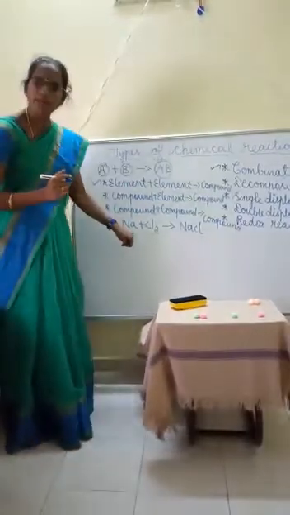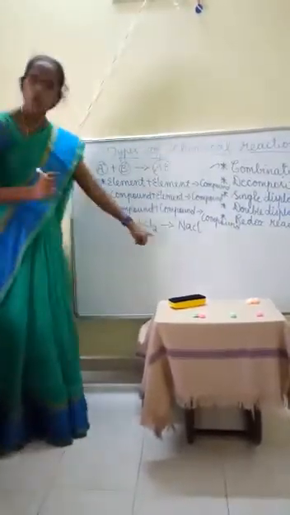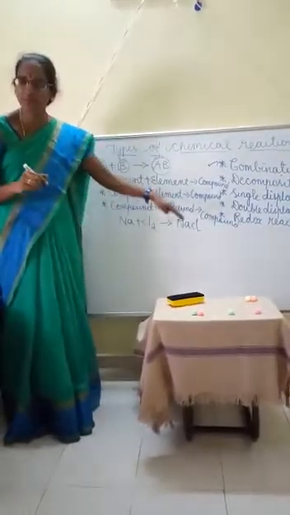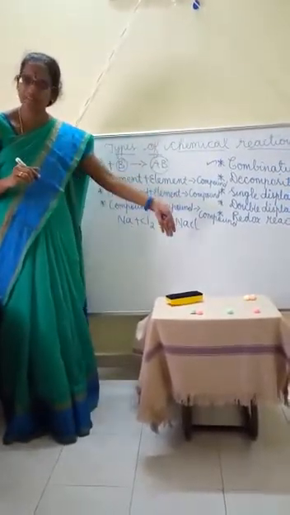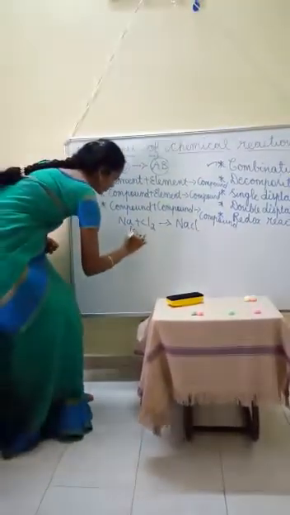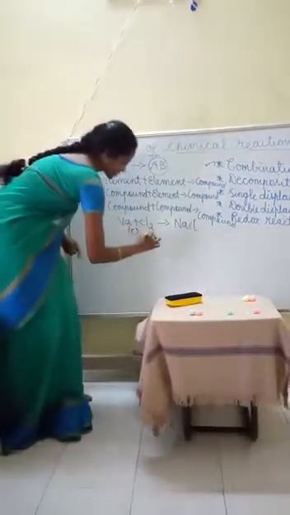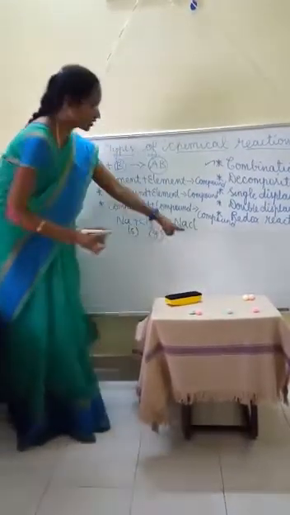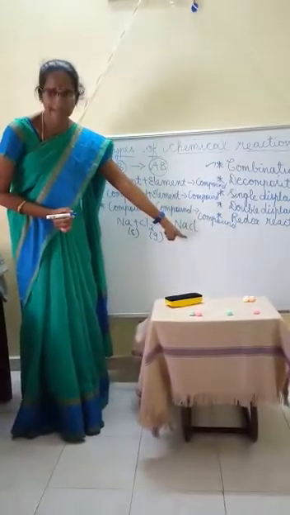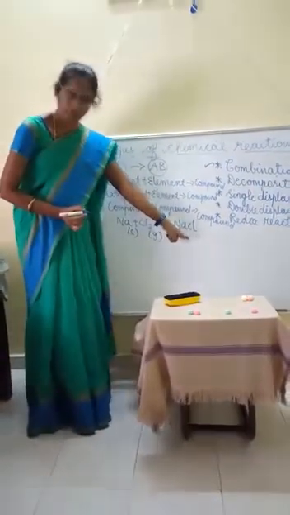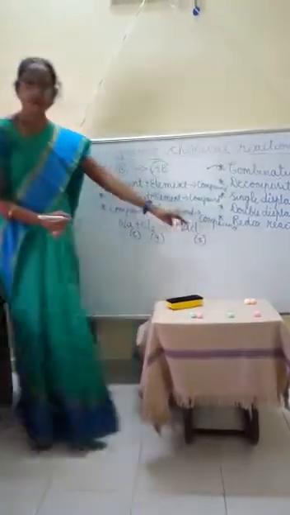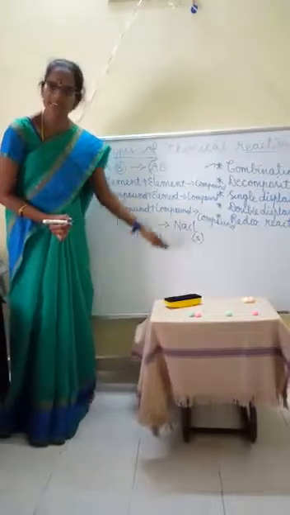This sodium is a metal and chlorine is a non-metal. So here the reaction takes place between metal as well as non-metal, and sodium comes under solid. Chlorine is a gas, and sodium chloride is a compound. Sodium chloride is an edible compound, isn't it? We are using it in our daily life, and it is a solid. We have to mention the physical states like this.